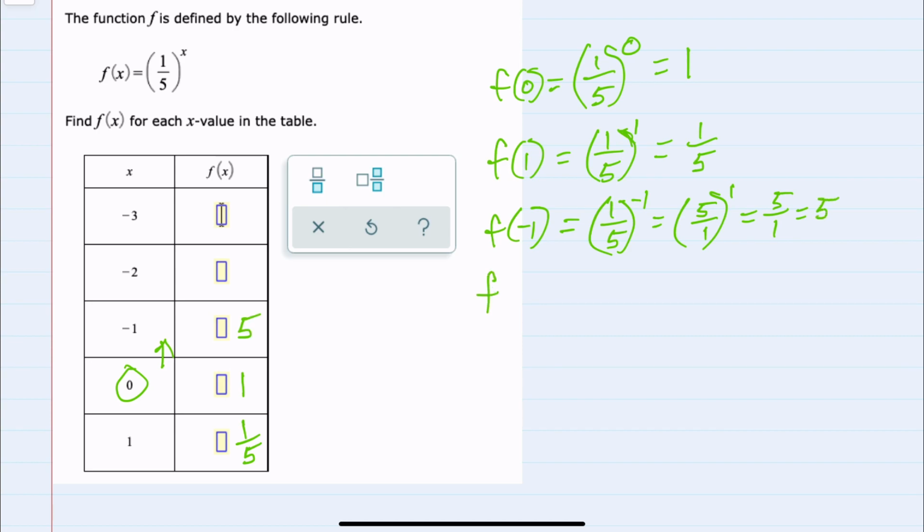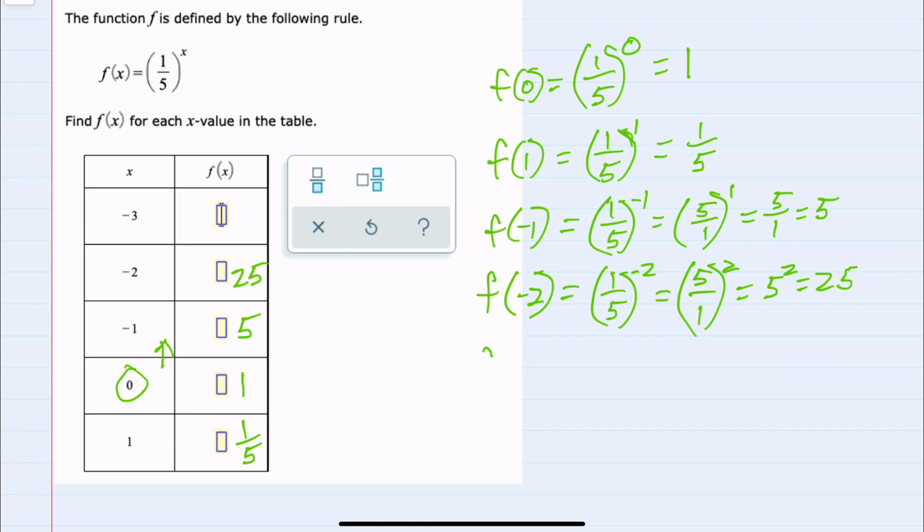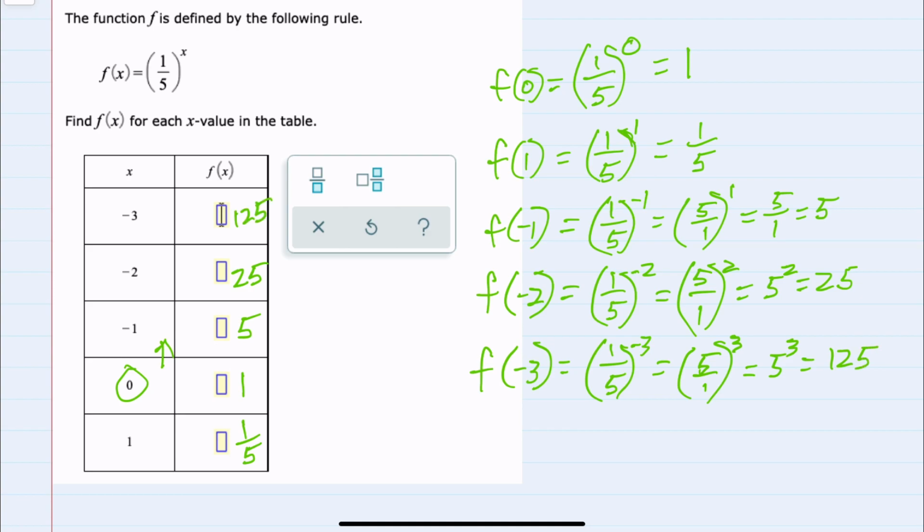And then my next value of -2 will be similar because 1/5 to the -2 power is the same as 5/1 to the +2 power, which would be just 5 squared or 25. And then lastly, f of -3 would give me 1/5 to the -3rd. I would want to make that power positive, again by taking the reciprocal of what's being raised to the power. So 5/1 to the 3rd is just 5 cubed, or 125. So we found all of the values for the table.